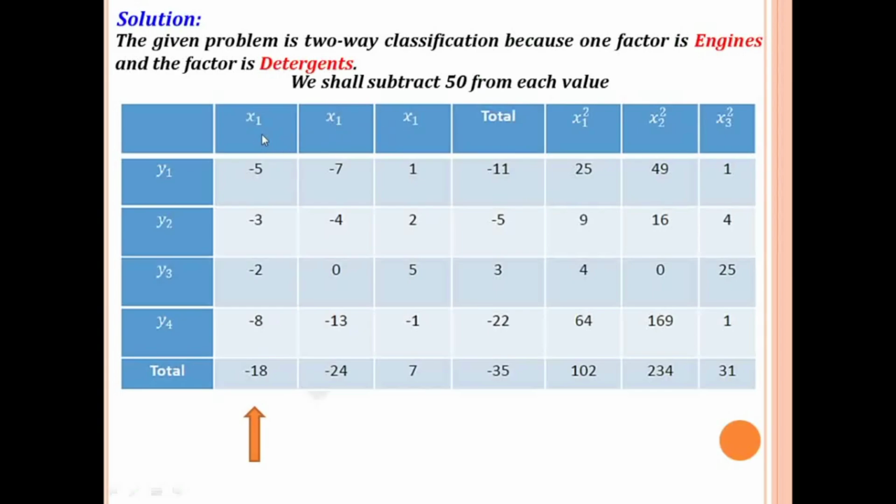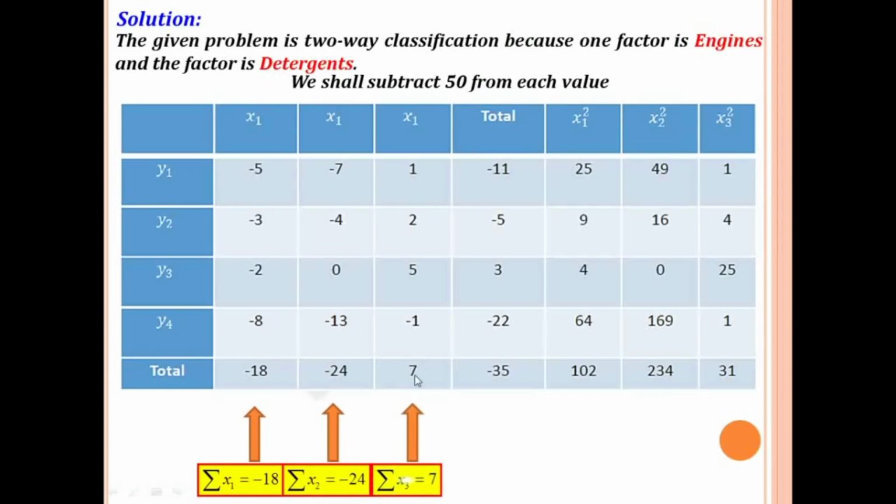Once you get x1, x2, x3, add these values. Once you add these values we get minus 18, which means sum of x1 equal to minus 18. Similarly, adding these values we get sum of x2, that is minus 24. Similarly, sum of x3 is 7. Once you find the x1, x2, x3 sums, next we take the squares of x1, x2, x3.